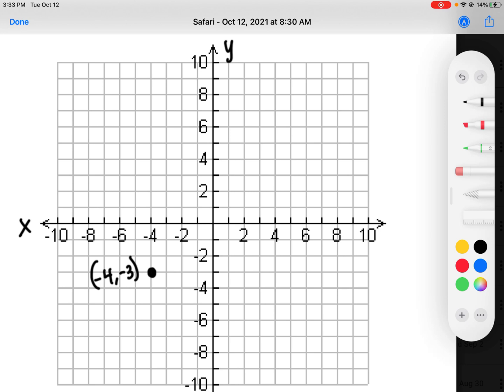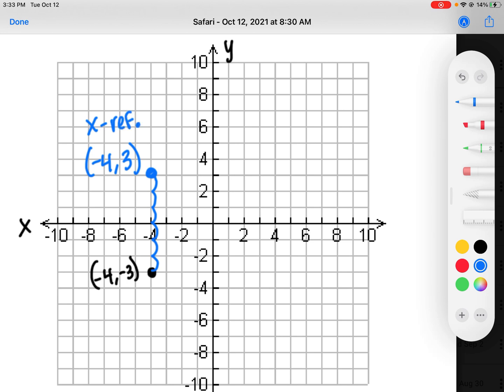Remember, when we're reflecting something across the x or across the y, we actually have to cross those parts. So for example, I'm going to go to the x. 1, 2, 3. And then if I wanted it to be a reflection, it needs to be the same distance across. So 1, 2, 3. So that reflection across the x, the points of that would be -4, 3. And this is the x reflection.